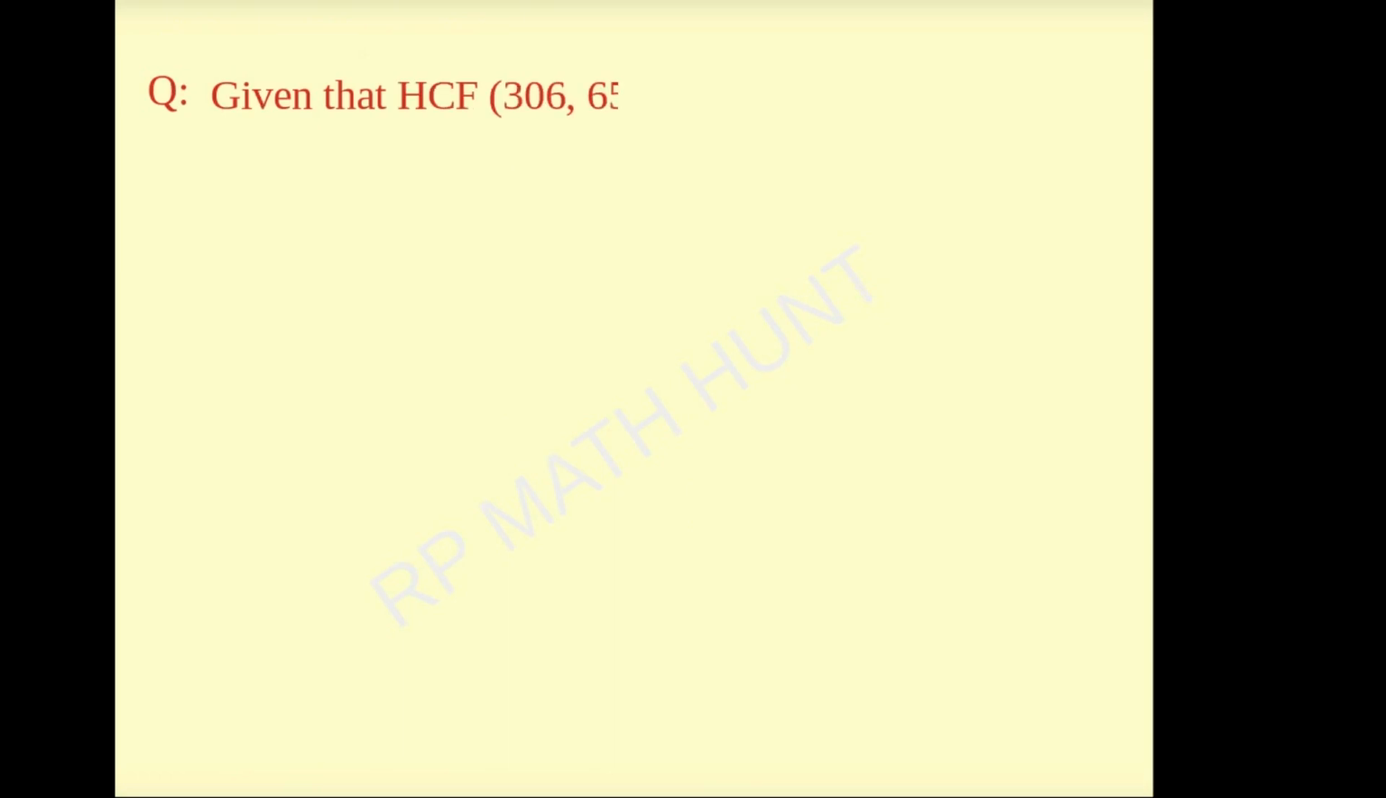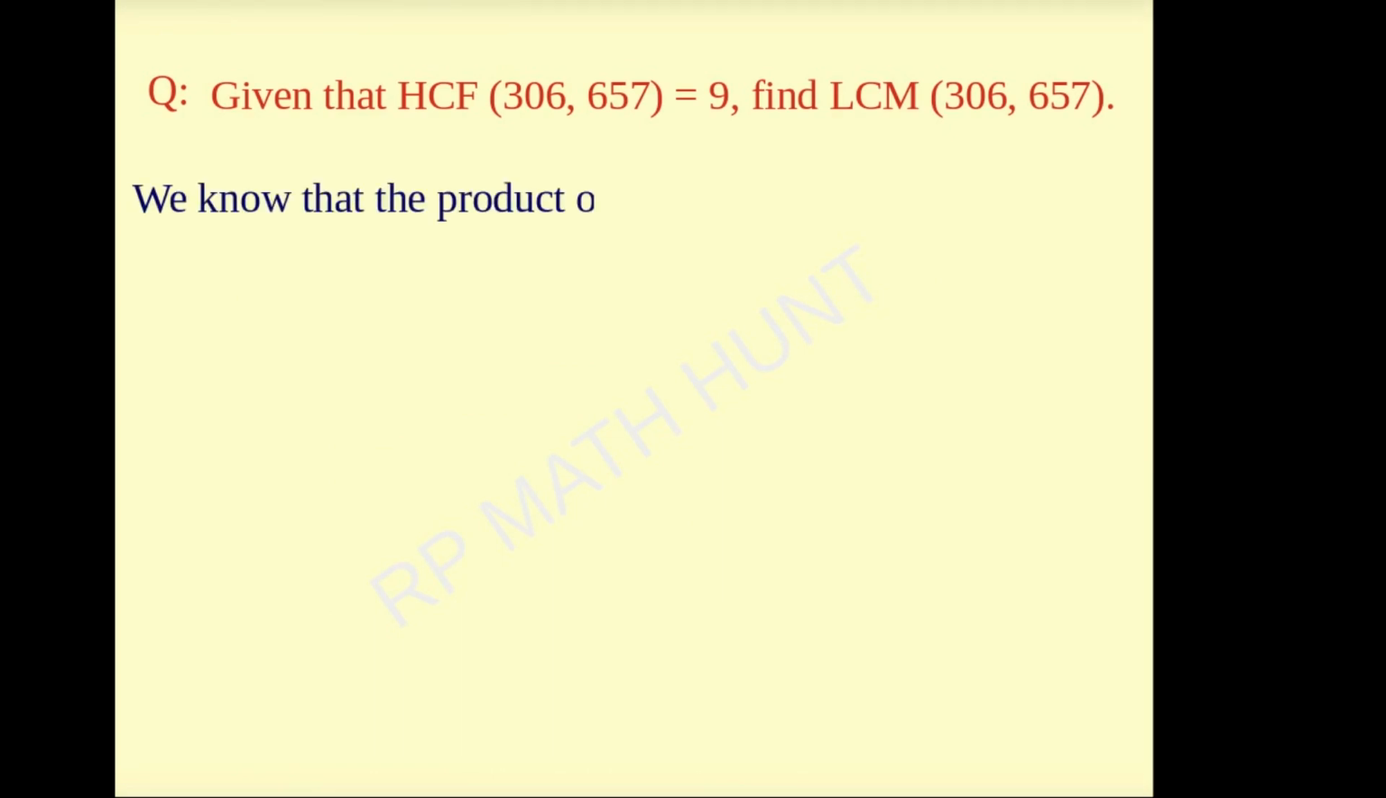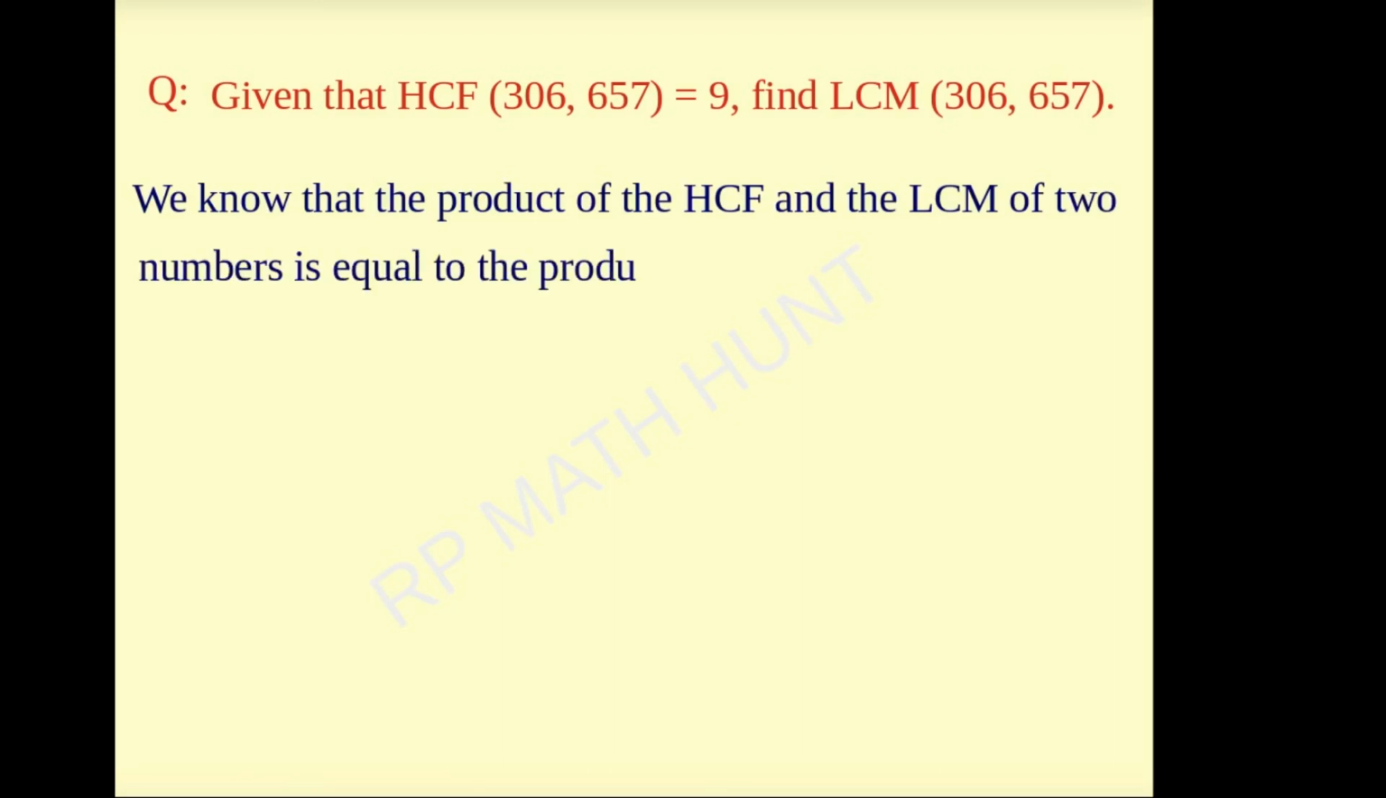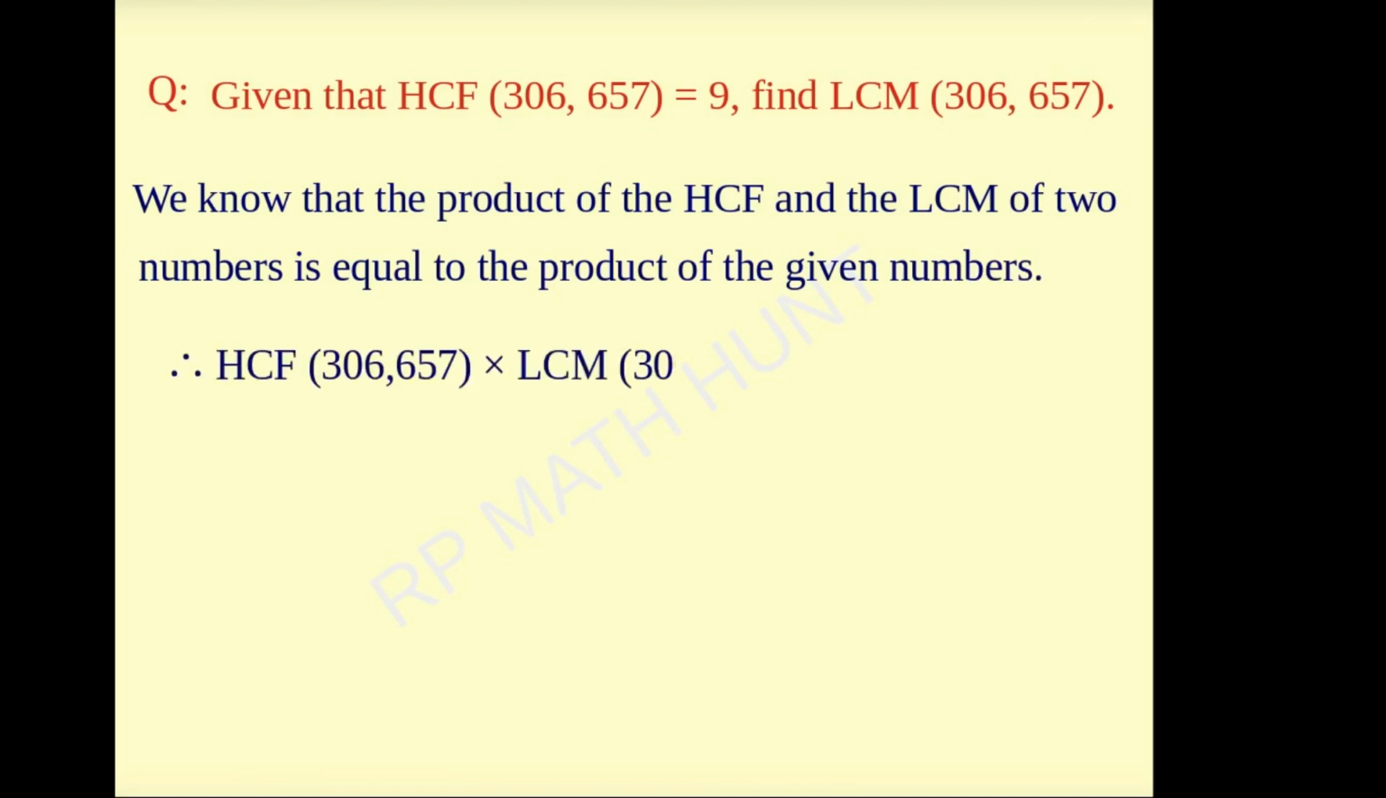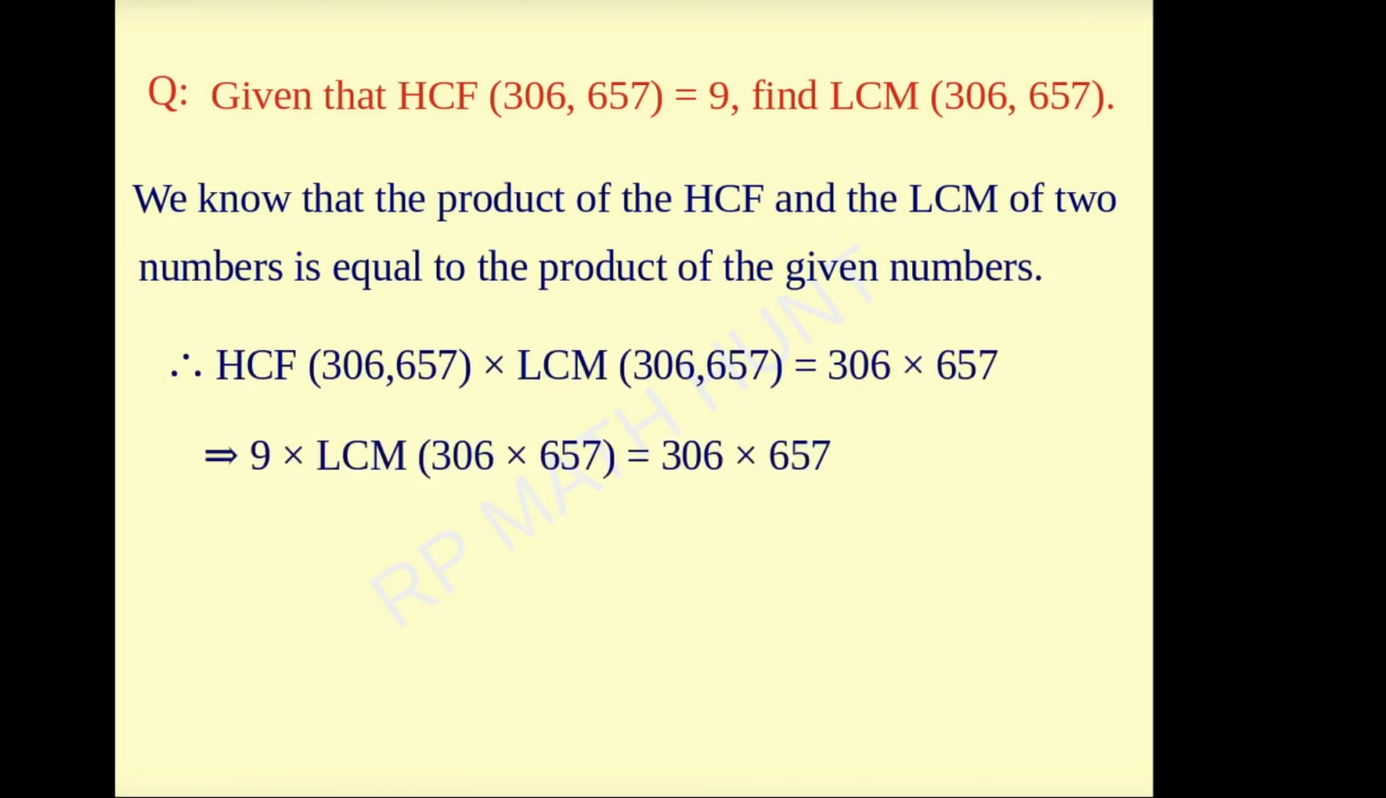Given that HCF of 306, 657 is 9, find LCM of 306, 657. We know that the product of HCF and LCM of the two numbers is equal to the product of the given two numbers. Therefore, HCF of 306, 657 into LCM of 306, 657 is equal to 306 into 657.